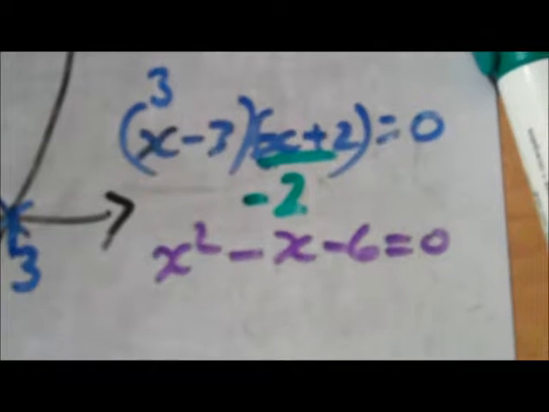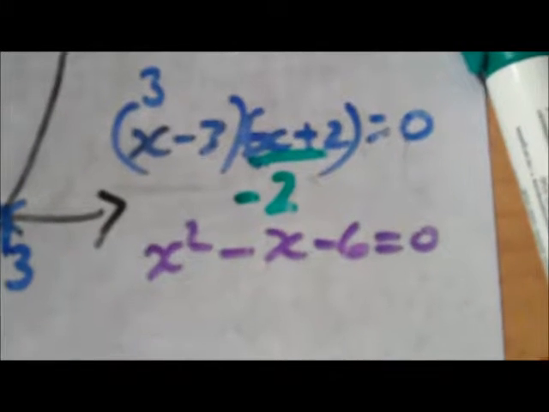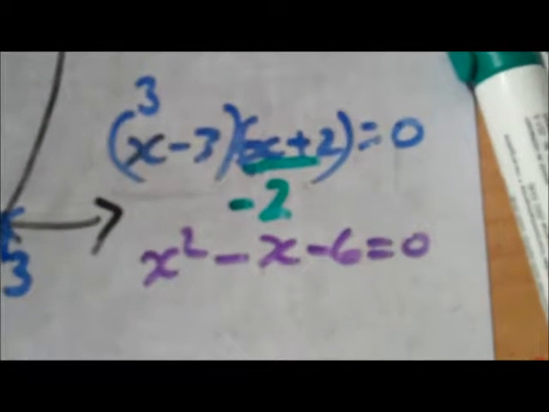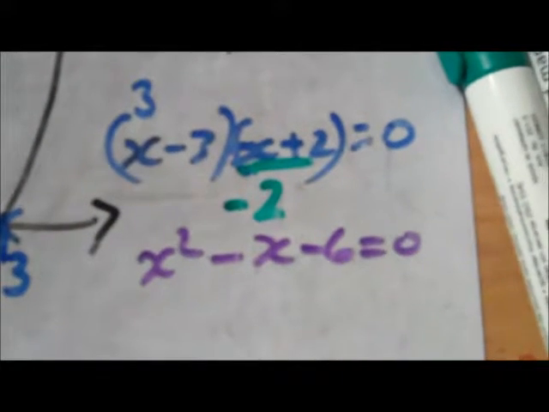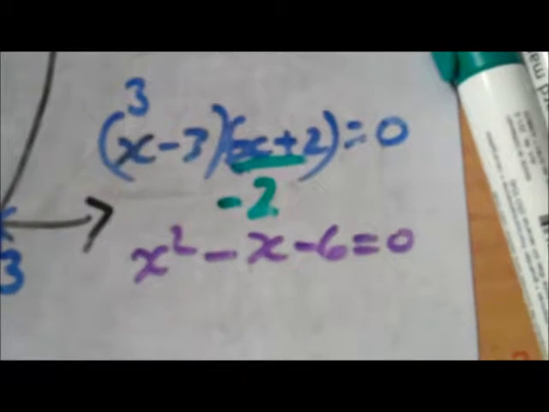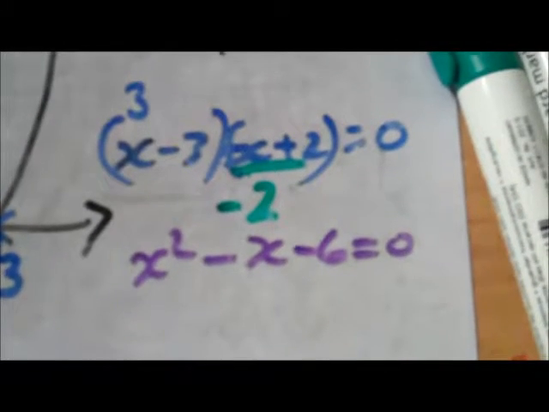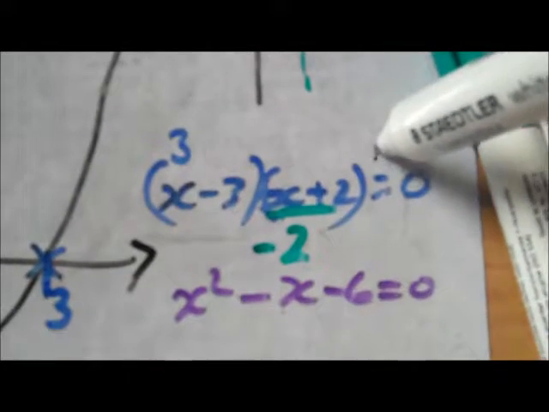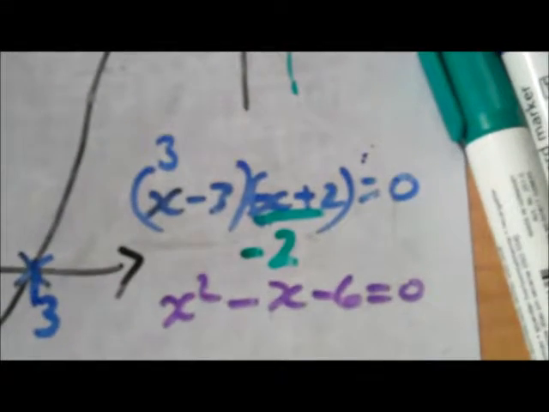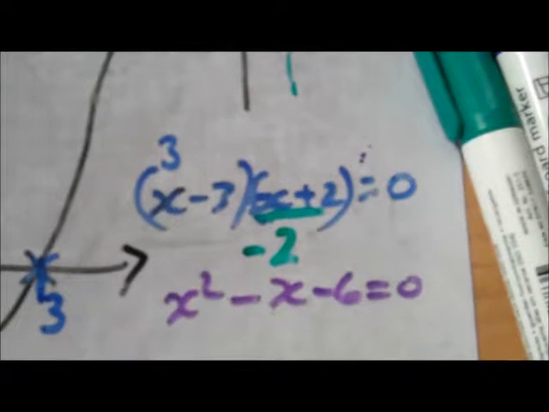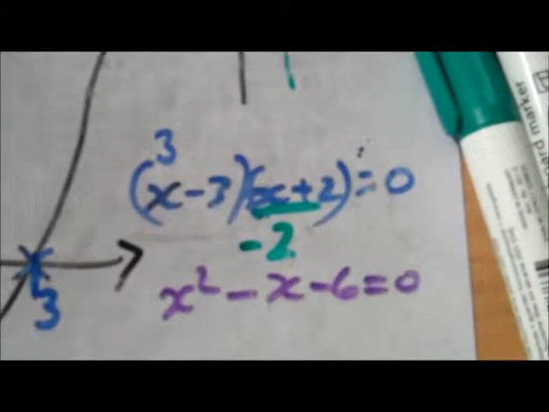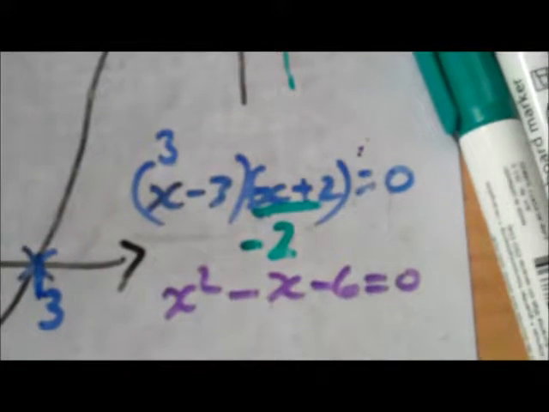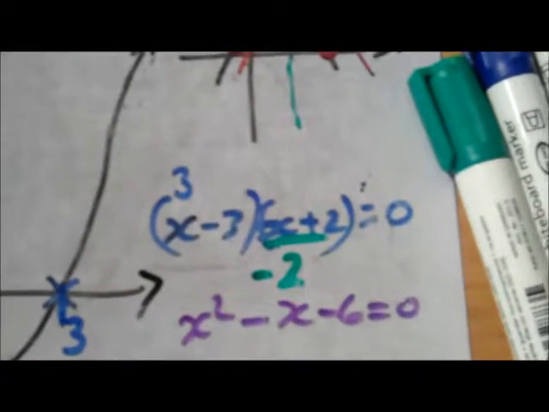X is 1, 1 squared, minus 1, minus 6. No, it's not equal to 0. What about if I did 2? 2 squared is 4, 4 minus 2 is 2, 2 minus 6 is minus 4. Doesn't equal 0. Can you see how much more efficient it is when it's written as a multiply? So finding zeros, the easiest way is when it's written as a multiply. I'll do one more example and then I'll let you go.